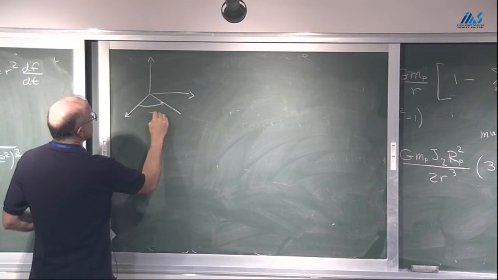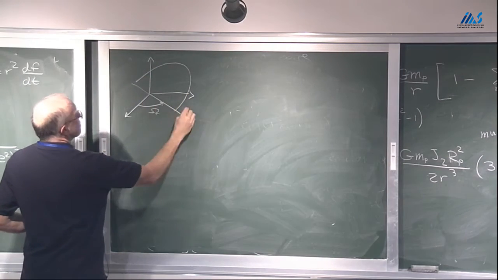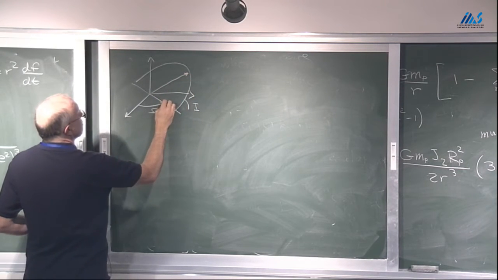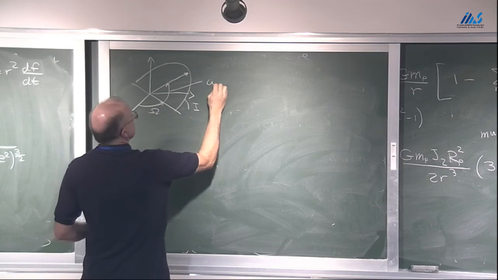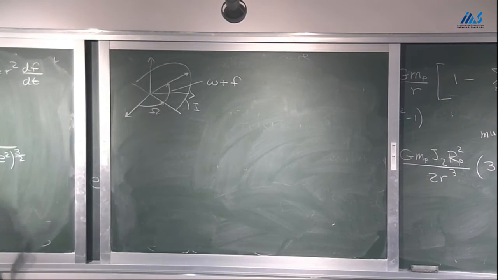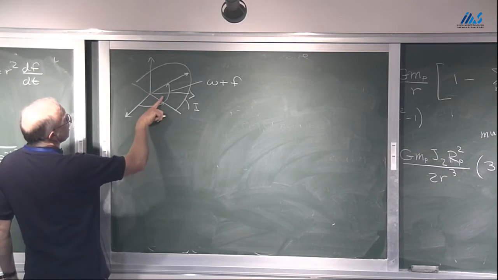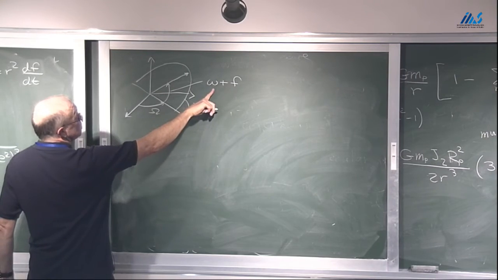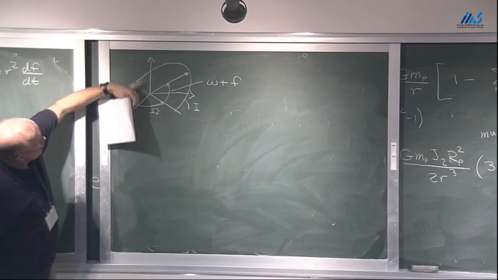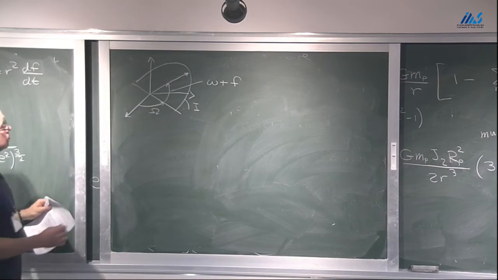There's the longitude of the node. Here's the orbit. This is the inclination. And the position in the orbit is the sum of the argument of periapsis plus the true anomaly. And so the distance the orbit has up in this direction is the sine of this times the radius. The component along the z-axis is that value times the sine of the inclination.